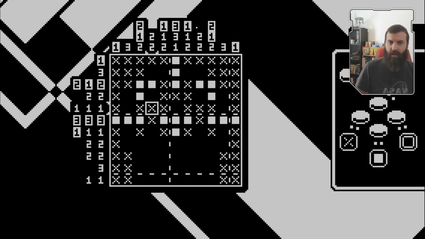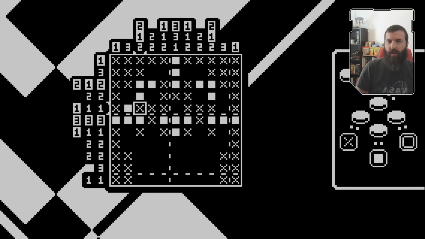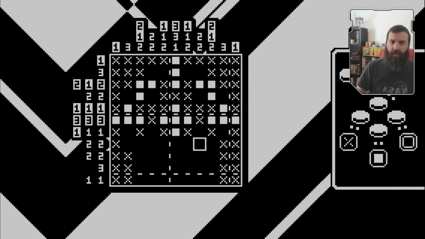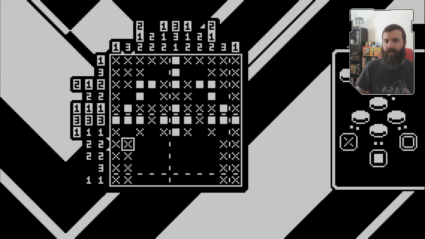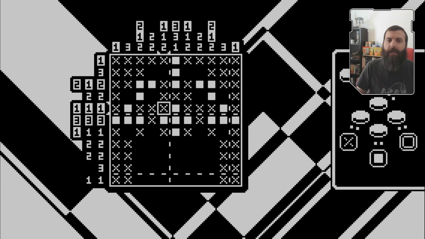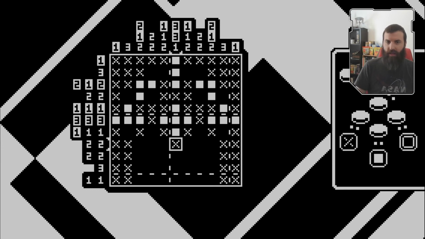Same story right here. That now means that horizontally 1, 1, 1, there's only 3 pixels left. Has to be there and there. That means that we can X this out and this out because the 3s won't reach. That also gives us our 3 completed there.